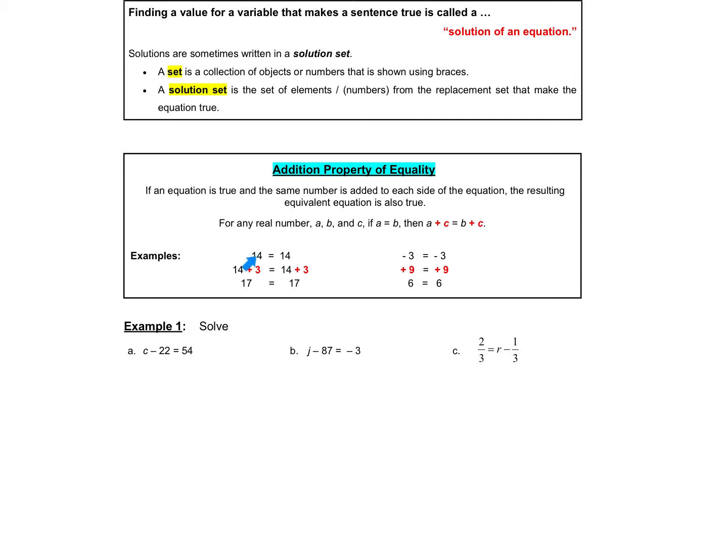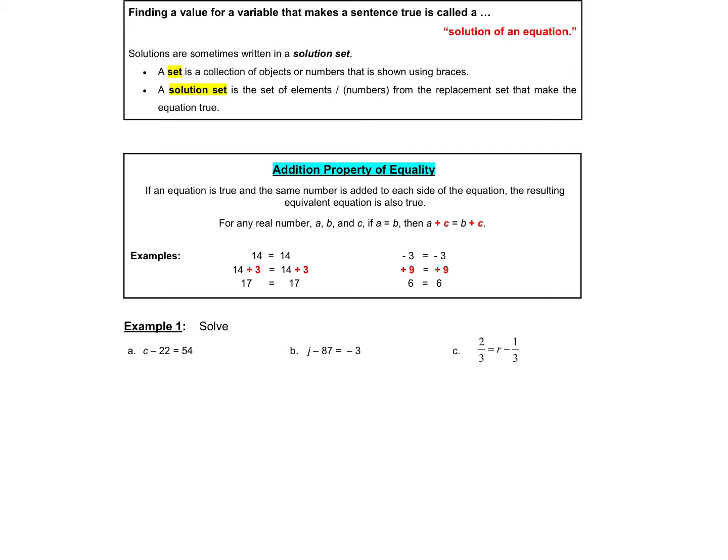if we take a value and set it equal to something that it's equivalent to, for example 14 equaling 14, if I add 3 to one side, I have to add 3 to the other side to keep them equal. And the same thing goes here. If I'm adding 9 to this side, I would have to add 9 to this side to keep it equal. So for any numbers A, B, and C, if A is set equal to B and we decide to add C to it, we would have to add C to both sides, and these could be any real number.